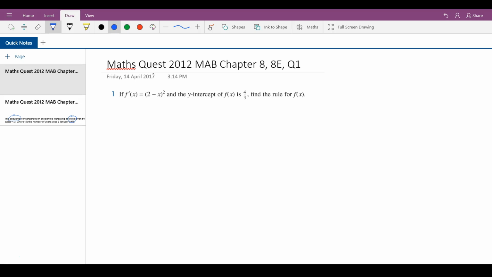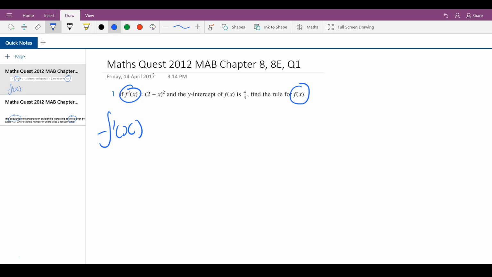So question 1 states, if f dash x is equal to (2 minus x) squared, and the y-intercept of f of x is 4/3, find the rule for f of x. So obviously we are given a derivative and we are looking for the original function. Alright, so let's write out the derivative.